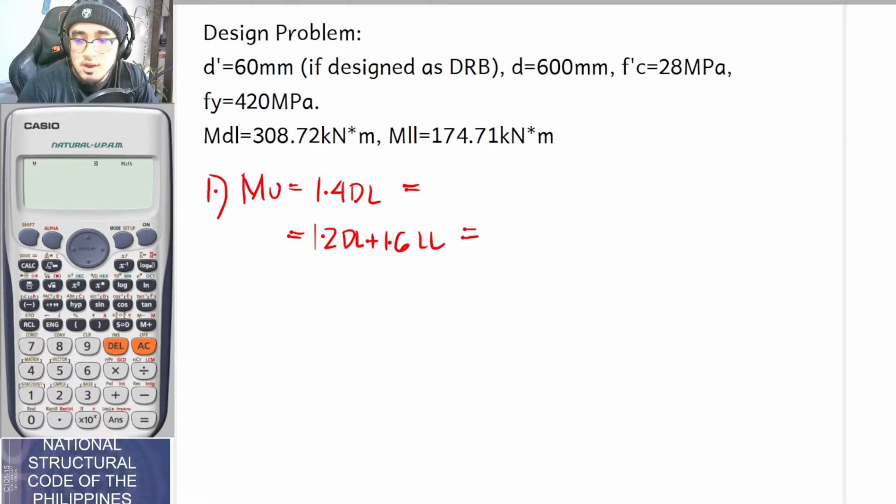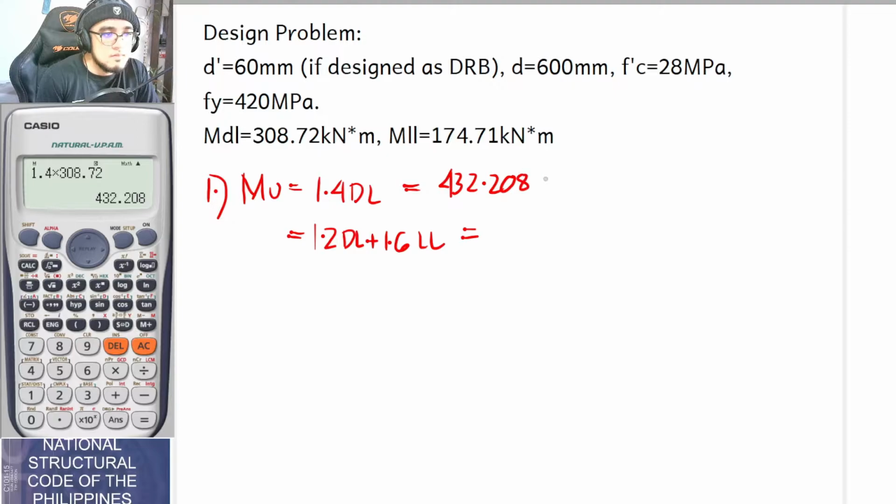So looking at the calculator to your left, for the first one, 1.4 times, what is to be the dead load? That is to be 308.72 as given in the problem. So our answer here is to be 432.208. Okay, so that is for your Mu number 1.